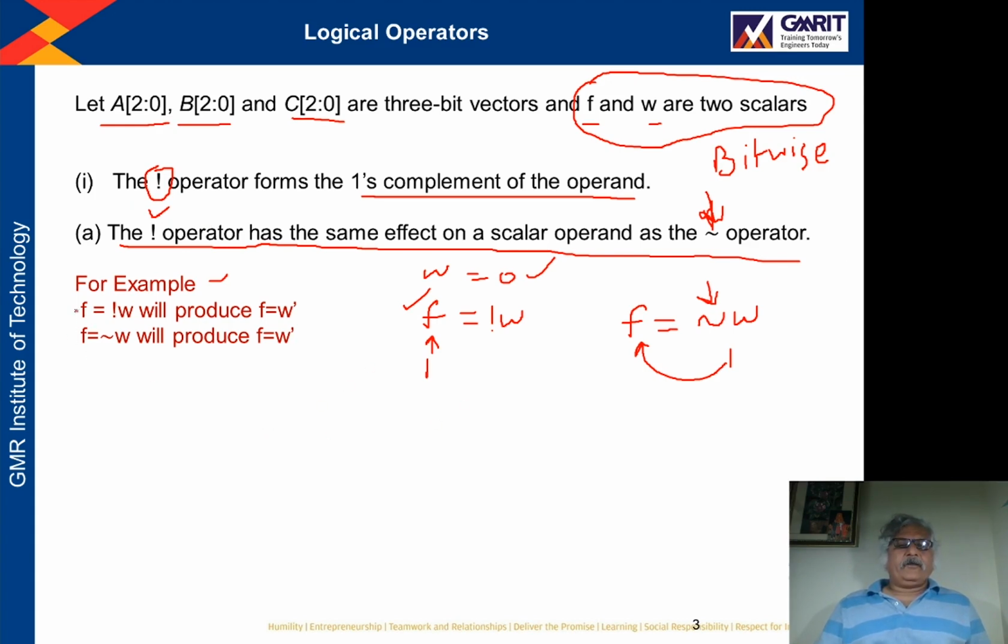So F is equal to exclamation W will produce F is equal to W dash, that is W bar, written with a single quote. Now F is equal to tilde W will produce the same result.